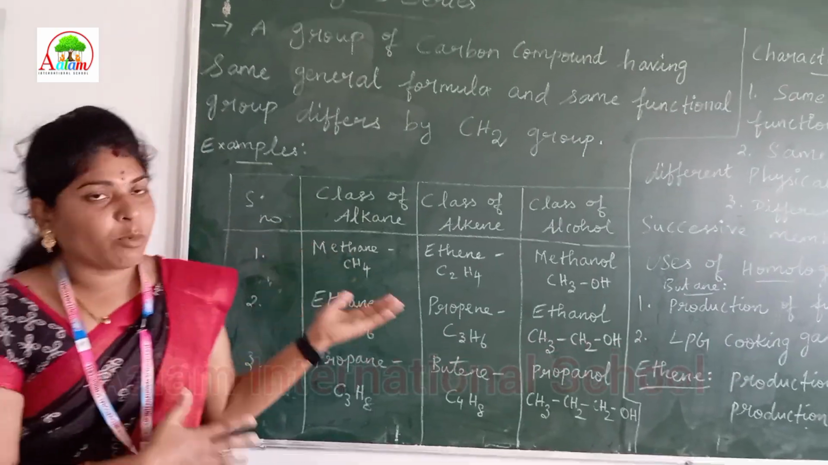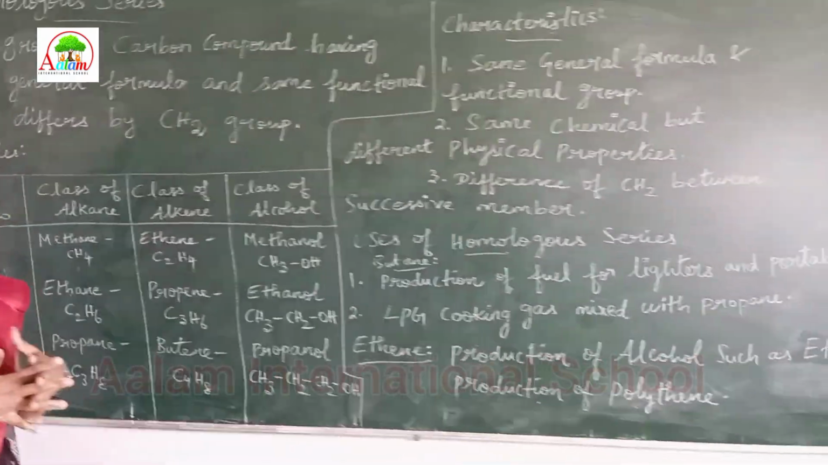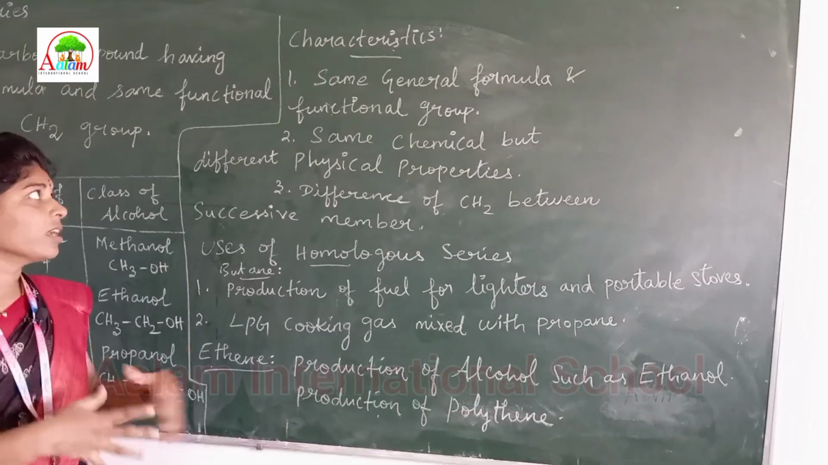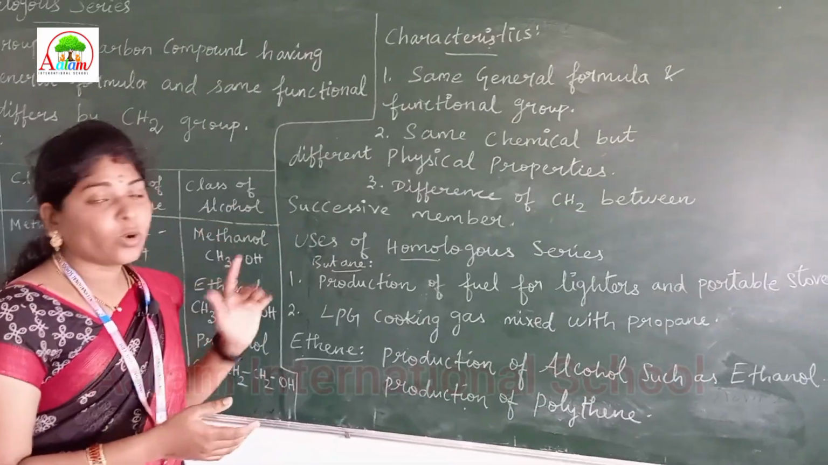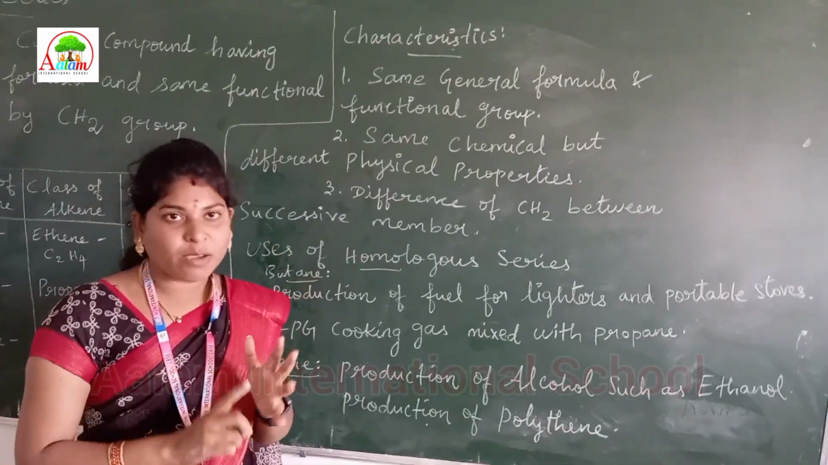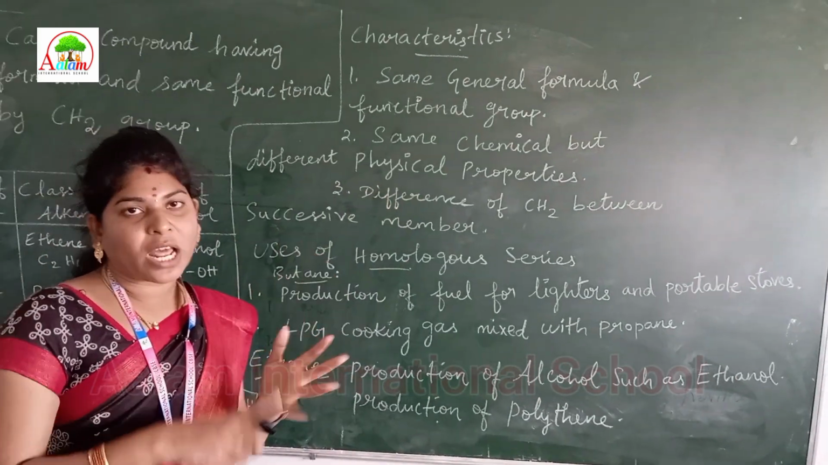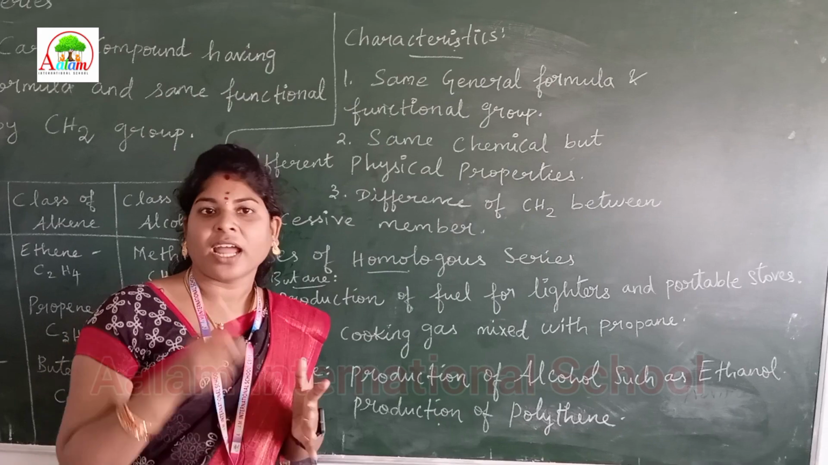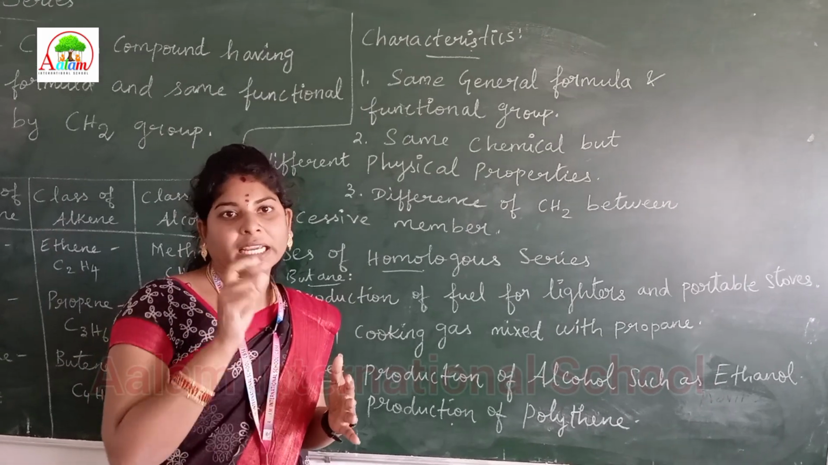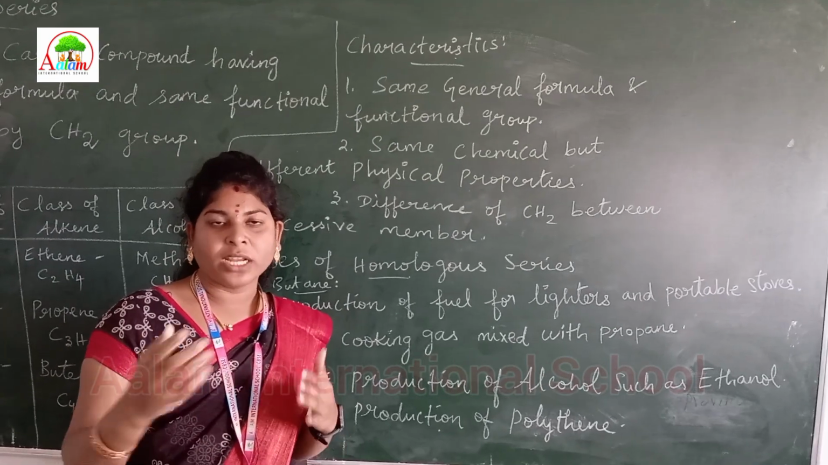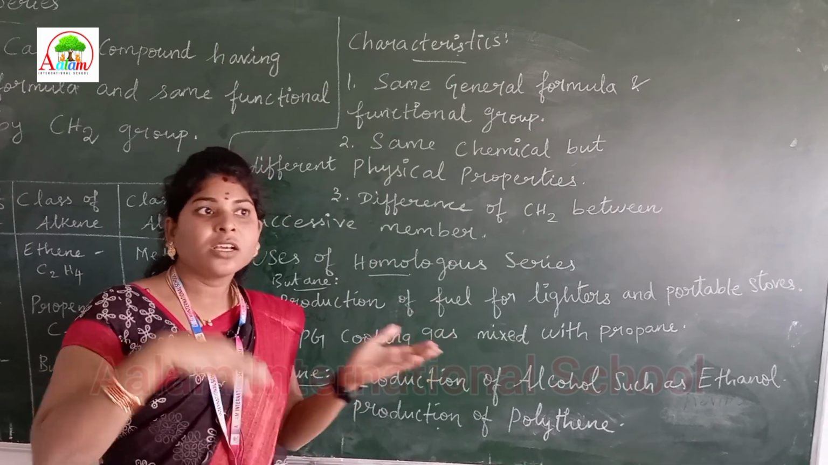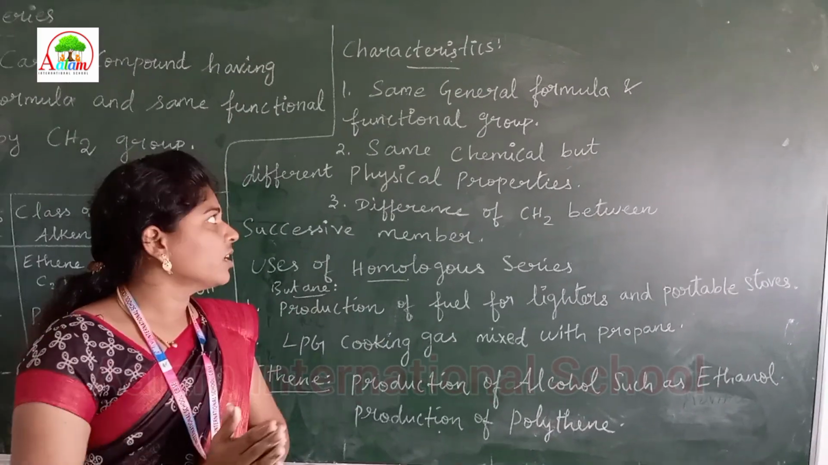Next, we are going to see the characteristics. In a homologous series, what characteristics do we have? The first characteristic, as I told in the definition, is that it has the same general formula and functional group. General formula, in the sense, for alkane, alkene and alkyne I discussed general formulas, like CnH2n+2, which is the general formula for alkane. Like that, alkene also has a general formula.